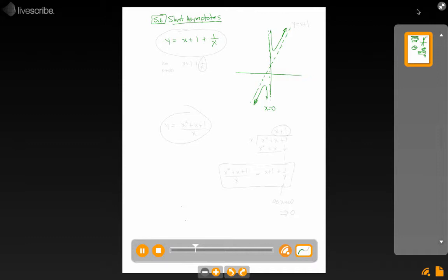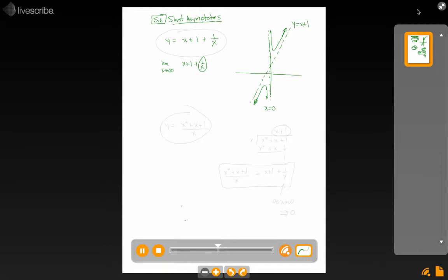If you think about it this way, if I did the limit as x approaches infinity of x plus 1 plus 1 over x, as x got really, really large, this 1 over x piece of this function becomes smaller and smaller to the point where it becomes essentially irrelevant. Even if you put in a number like 100, essentially you have 100 plus 1 plus 0.01, so 101.01. If you put in a million, it becomes even more irrelevant: 1,000,001.000001. So you can see that the actual equation of this asymptote is just y equals x plus 1.